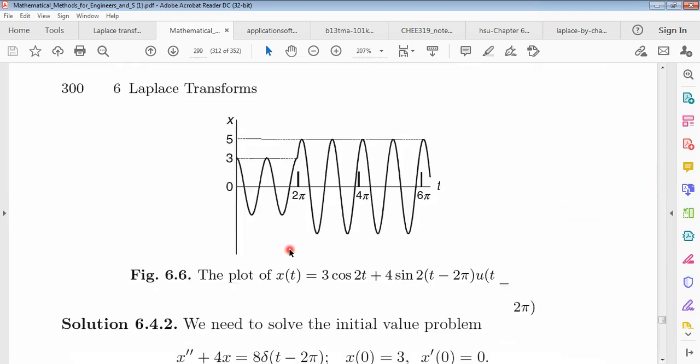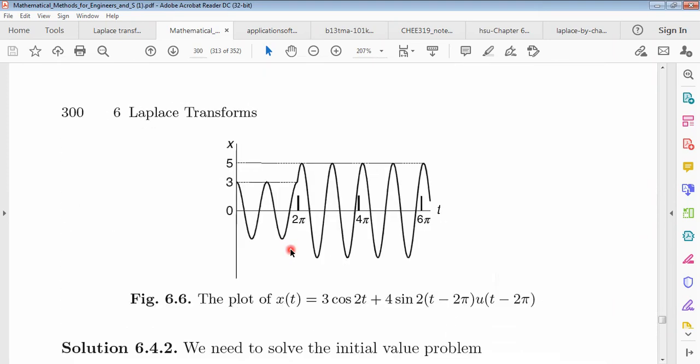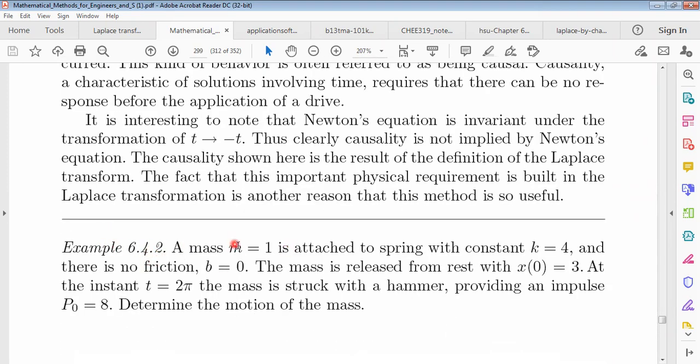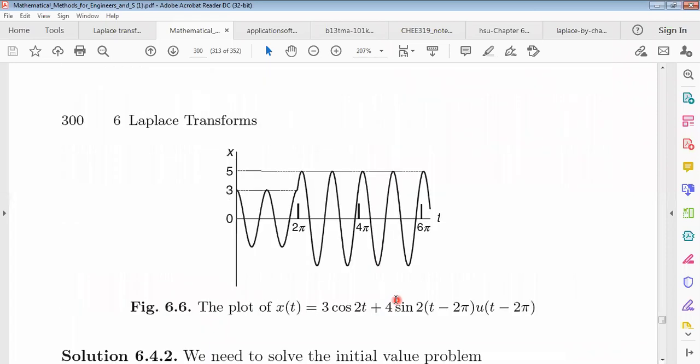Similarly, we can solve another example. A mass m equals 1 unit is attached to a spring with the constant k equals 4, and there is no friction, that means b equals 0, and the mass is released from rest with x0 equal to 3. When t equals 0, the displacement is 3. At the instant t equals twice pi, the mass is struck with a hammer, providing an impulse p0 equal to 8. We have to determine the motion of the mass.